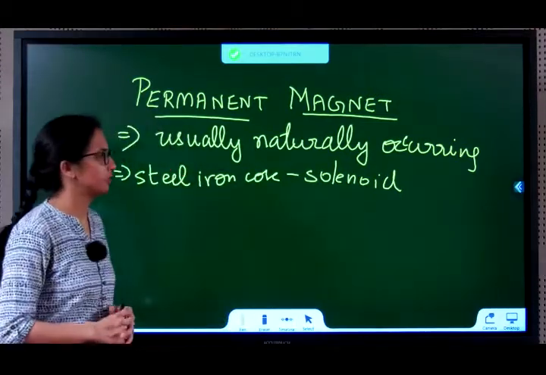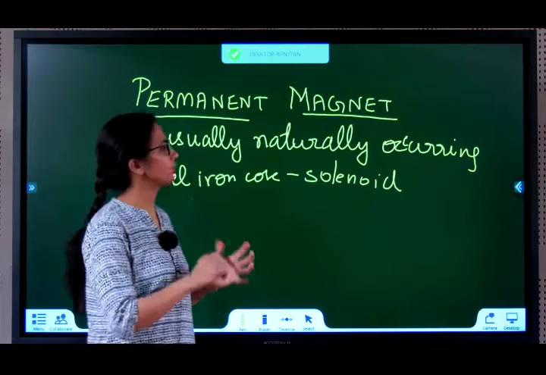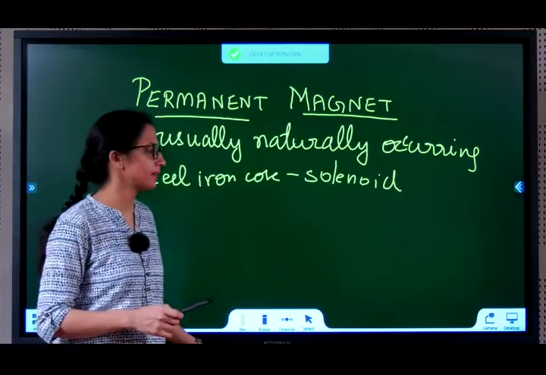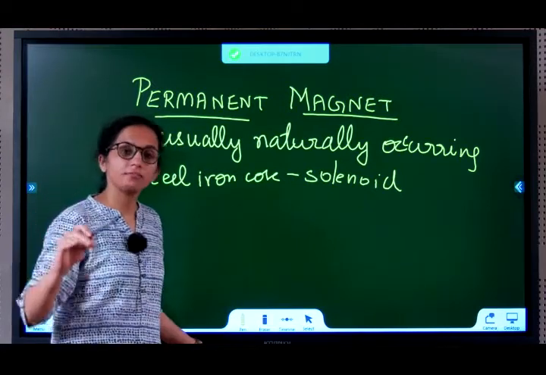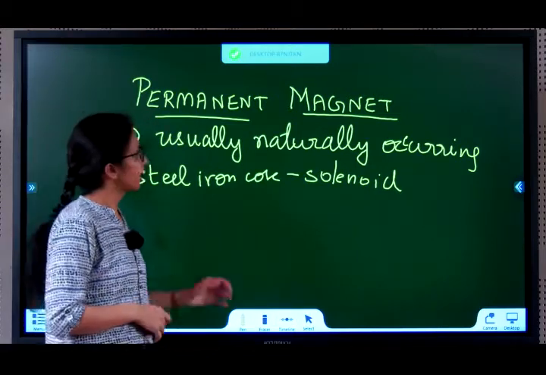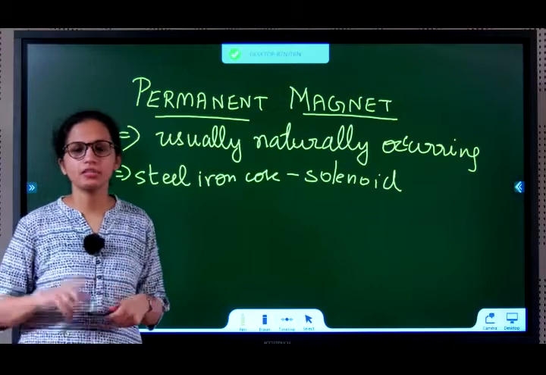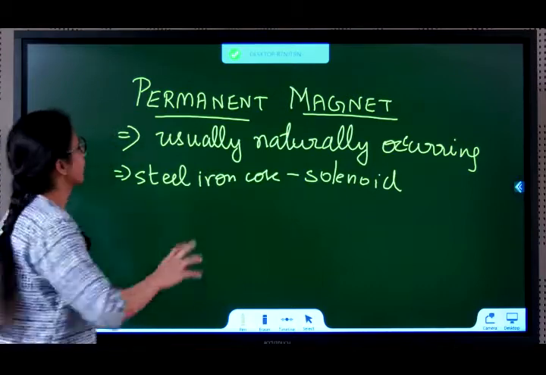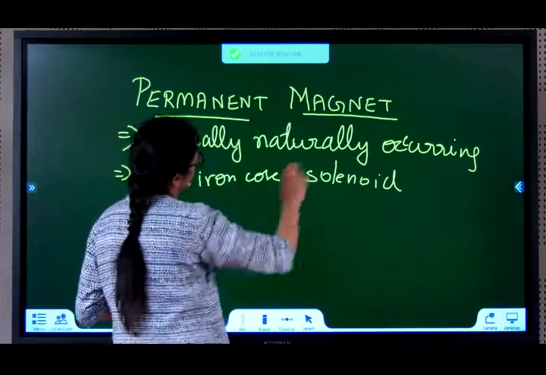It's very difficult to demagnetize a permanent magnet. Usually if you want to demagnetize a permanent magnet, you have to throw it from a very big, very tall height. If you want to demagnetize an electromagnet, simply switch off the current, right? Okay, so permanent magnet is usually naturally occurring.